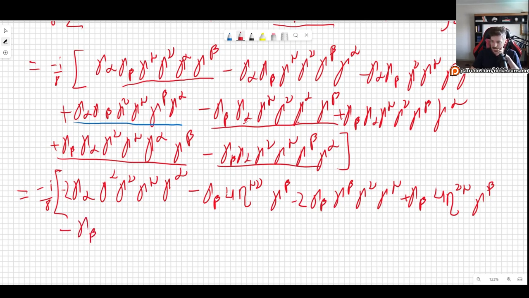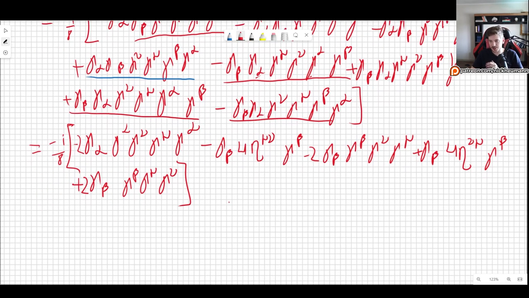And here we have alpha alpha with three in the middle, so that means minus two, which gives us plus two, and gamma beta, gamma mu, gamma nu. Phew. Okay, so let's continue. I told you were going to come out of this mastering these gamma matrices. So minus i over 8.